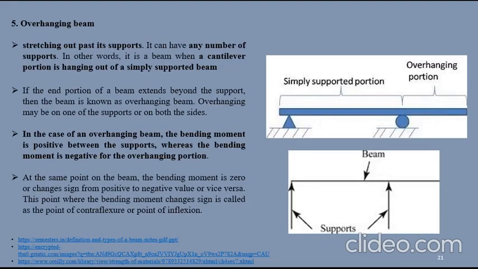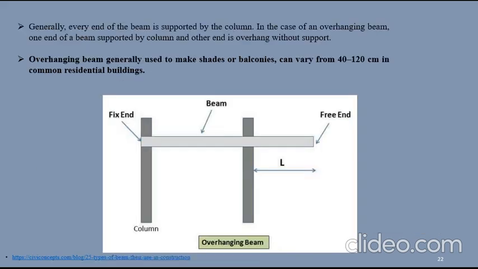An overhanging beam stretches out past its support. It can have any number of supports. In other words, it is a beam where a cantilever portion is hanging out of a simply supported beam. In the case of an overhanging beam, the bending moment is positive between the supports and negative for the hanging portion. Overhanging beams are generally used to make a shade or balcony. It can be from 40 to 120 centimeters in a common residential building.